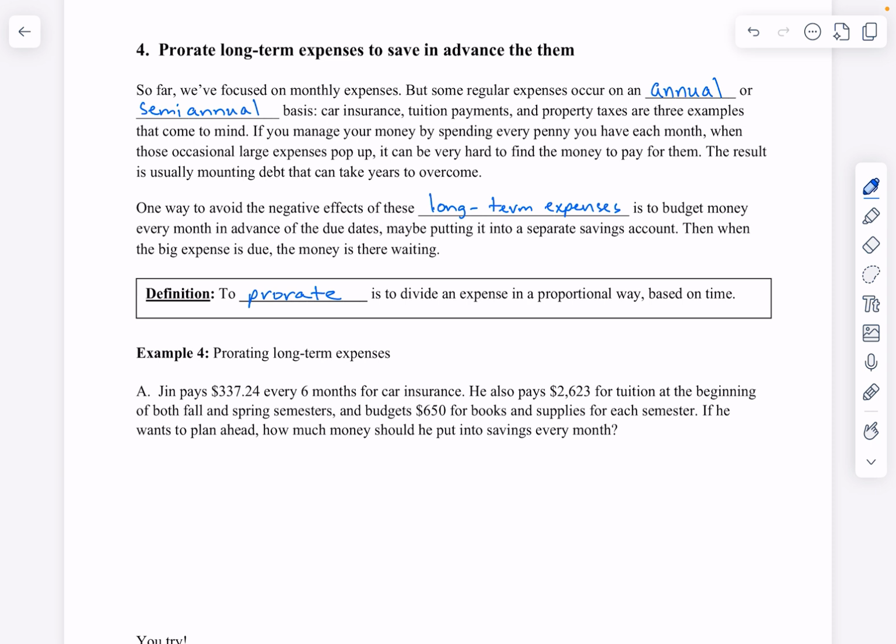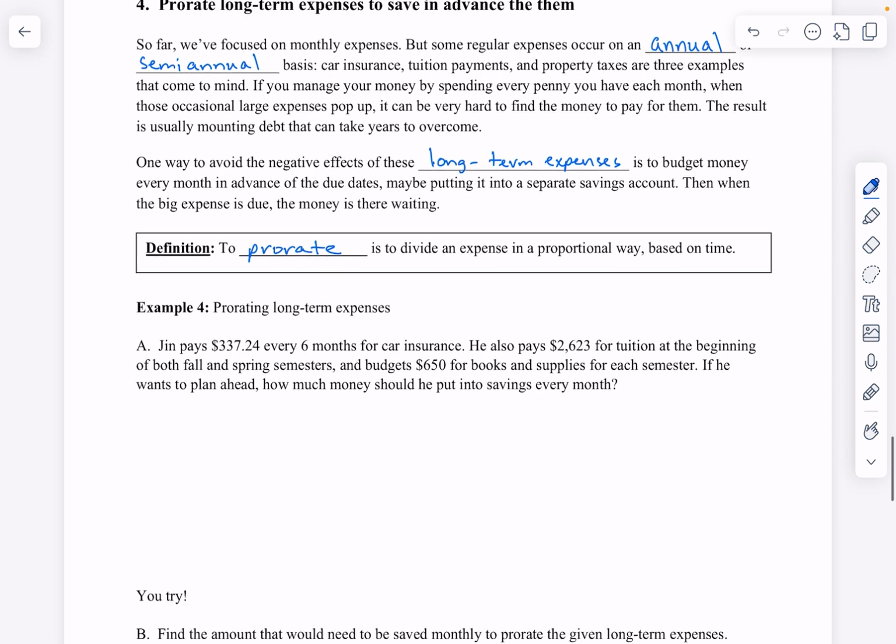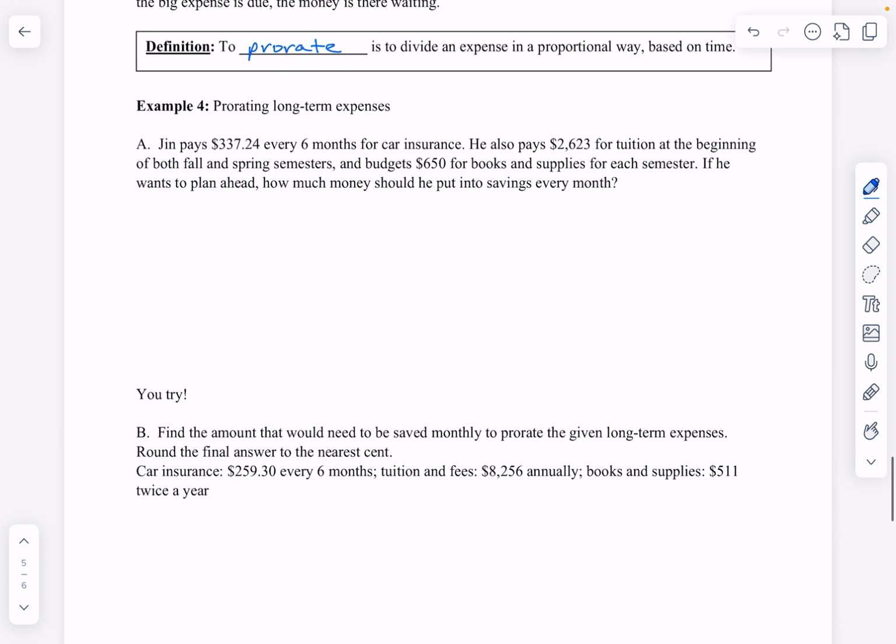So these are larger expenses, and to try to help you not roll into debt, you can see them in the future, know what you have to spend, and figure out, well, what should I save monthly so I have that amount? That's called prorating. To prorate is to divide an expense in a proportional way based on time. So let's look at an example, prorating long-term expenses.